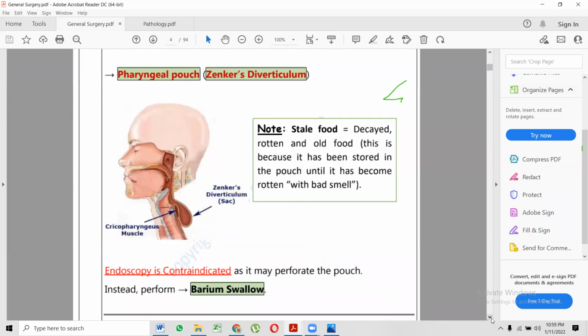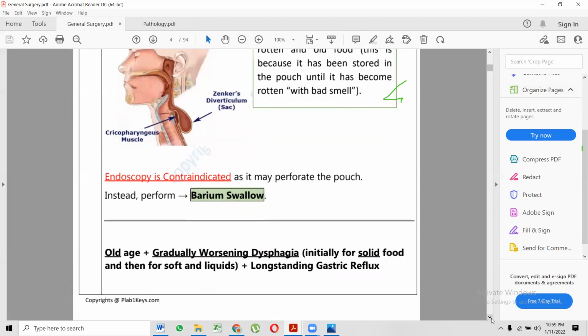To diagnose pharyngeal pouch, the investigation of choice is barium swallow and not endoscopy. Now, what's the answer of this one? Old age, gradually worsening dysphagia, initially for solid food and then for soft food and liquids, long-standing gastric reflux.